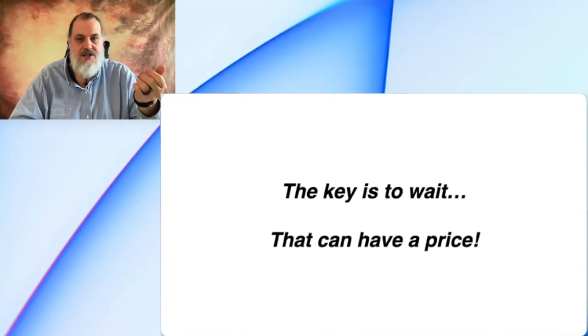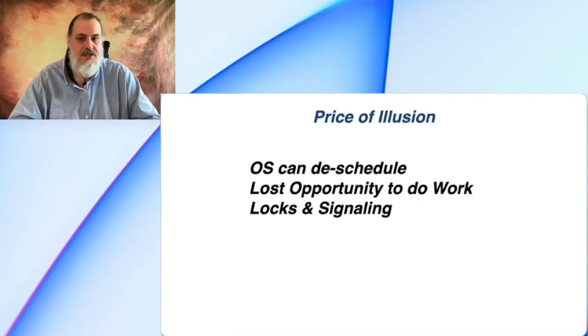So the key is to wait. All of this provides us with this illusion that it's okay to wait. And it can be, but that can also have a price, because the operating system can deschedule. When you're waiting for something and you're not doing other work, the operating system is going to take your time slice. It's also a lost opportunity to do work that is not reliant on what you're waiting for.